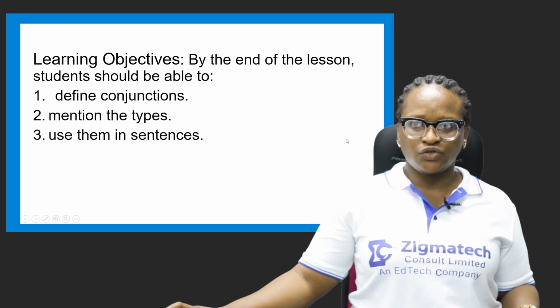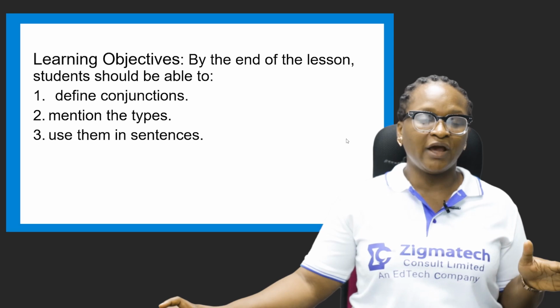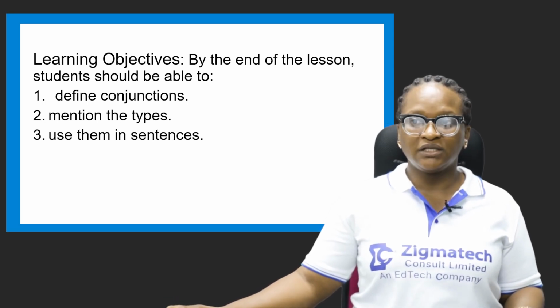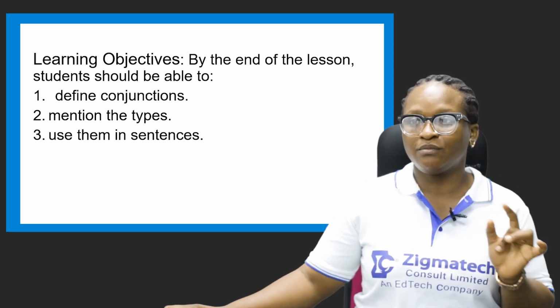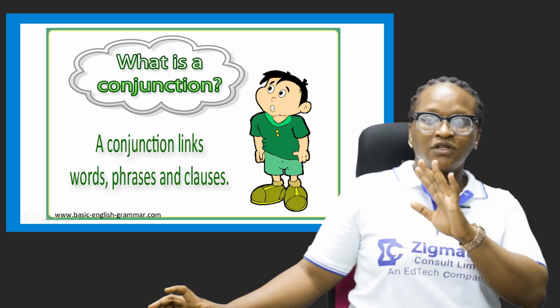All right, as usual, we'll look at three key objectives. We'll define conjunctions, mention the types, and use them in sentences, know how to apply them. It will help a long way. All right, we'll have this before us.